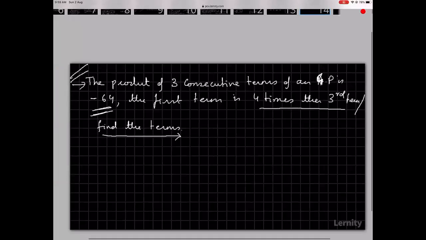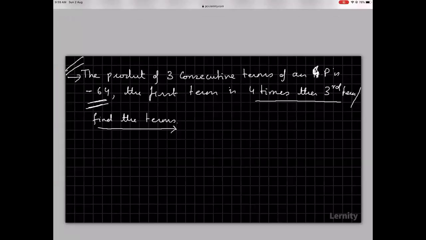So the product of C, whenever they have given you product of 3 consecutive terms, it is better to take them as A by R, A, AR. So that when you find out the product, it will become independent of R and you will get A value immediately. So the A value is equal to -4.